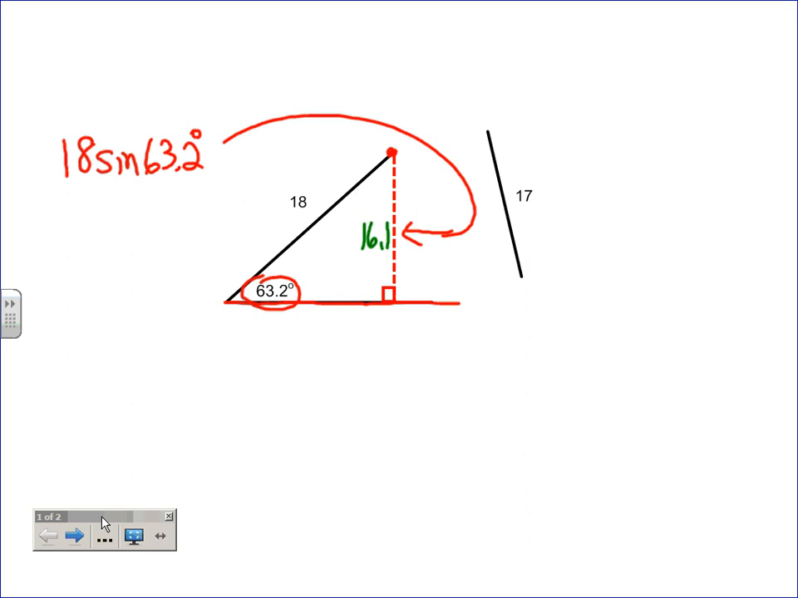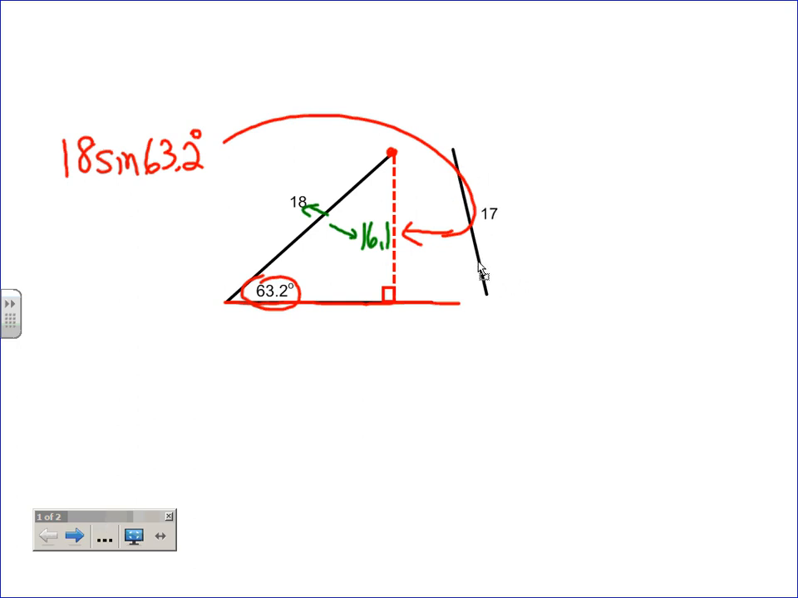So the next question, we know that this side is 17. So the first question to decide is, is 17 at least long enough to get down there? Yes, it is. And then what I normally do is compare 17 to both of these. Is 17 right in the middle? It is, which means we have two answers. What if 17 was bigger than both of them? You have one answer. If 17 was shorter than 16.1, yeah, it's not long enough to get there.